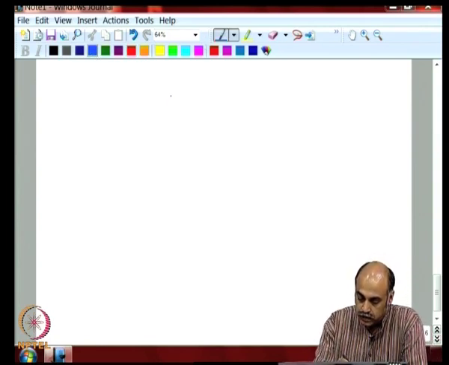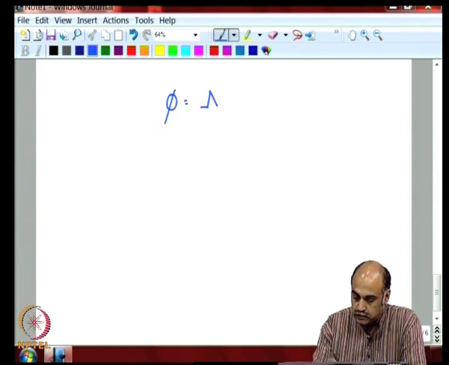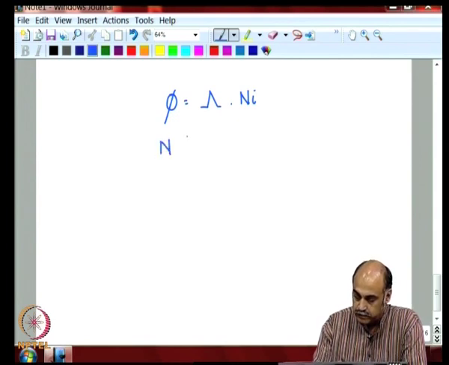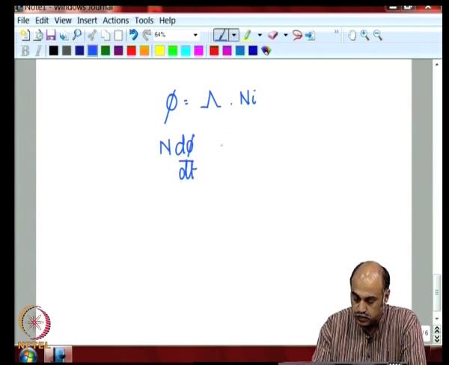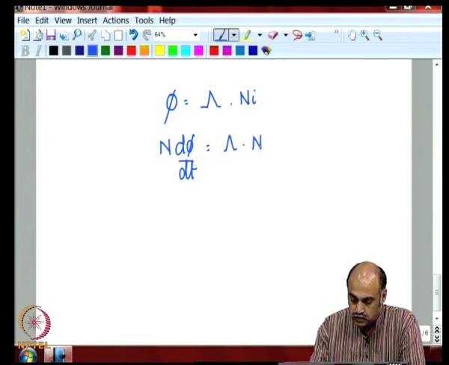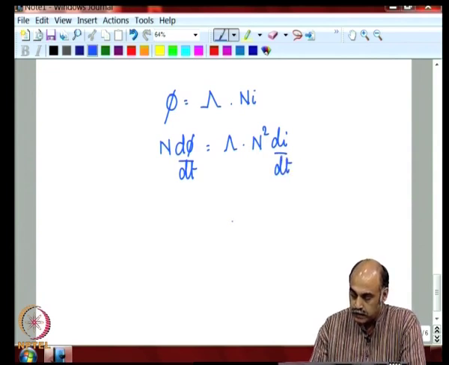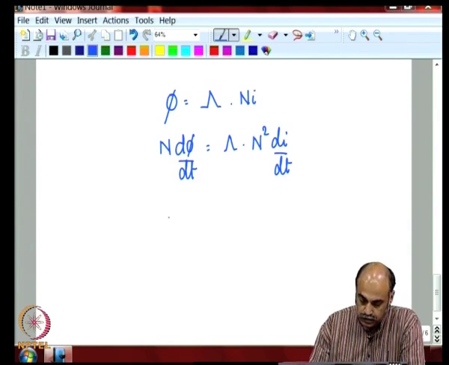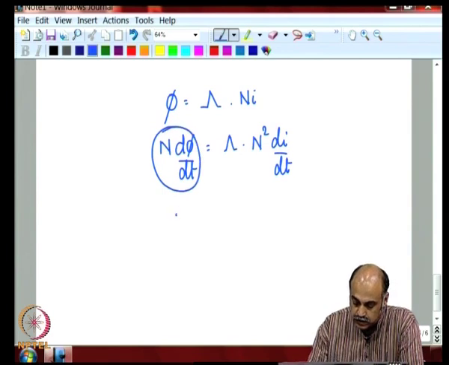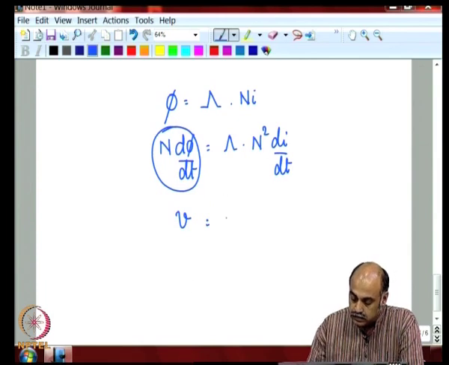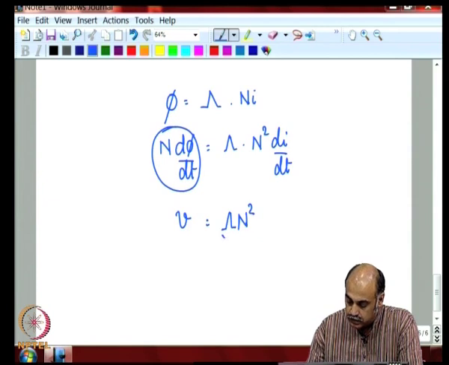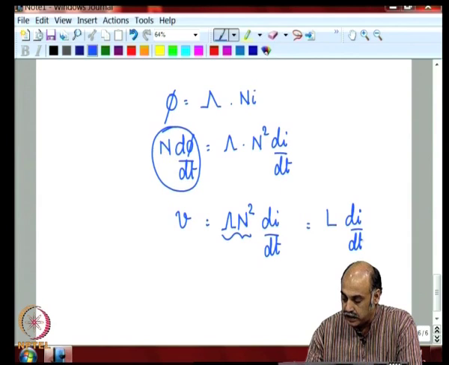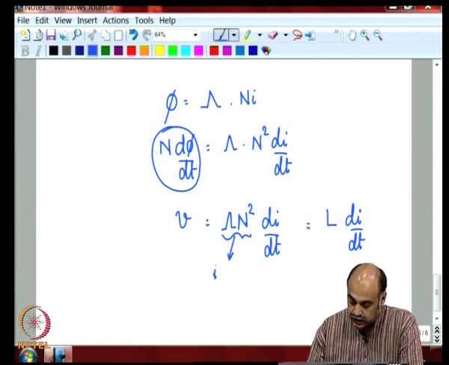So, now let us go further. Flux is permeance into MMF, which is Ni. So, multiplying both sides by N and differentiating with respect to time, we get N d phi by dt equal to permeance into N square di by dt. What do you see? From Faraday's law this is voltage V, and this is equal to something times di by dt, which is inductance L di by dt. So, we define permeance into N square as the inductance value.